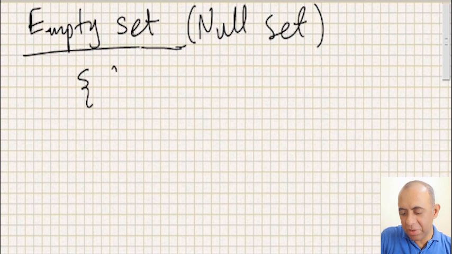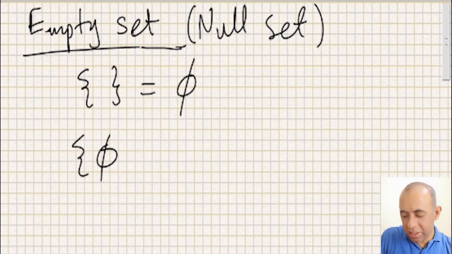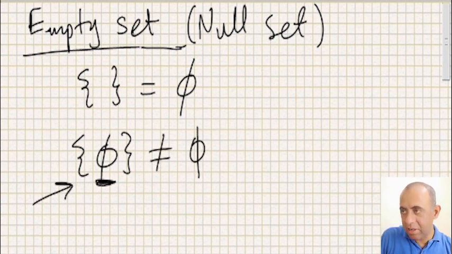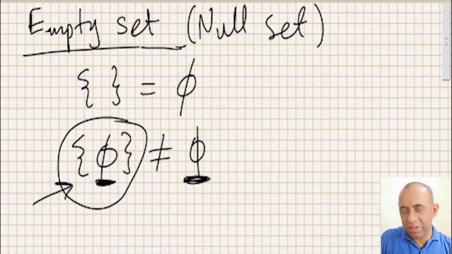So this is an empty set. This is also represented with a phi. This is not equal to phi. This is a set containing phi, right? And this is an empty set. So by definition, this is not an empty set. This is a set which contains another null set.